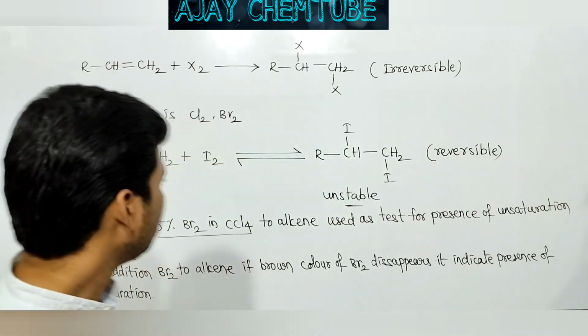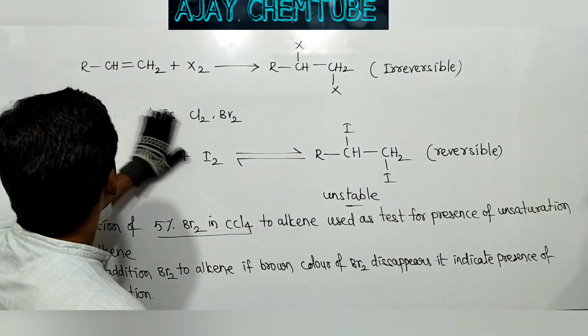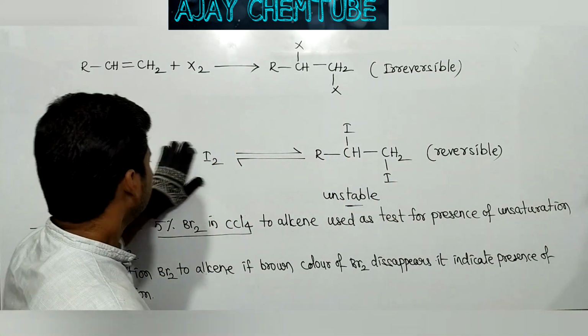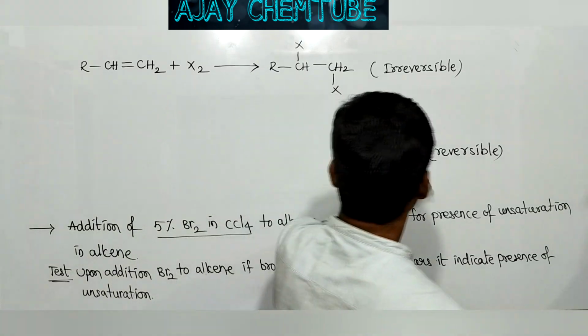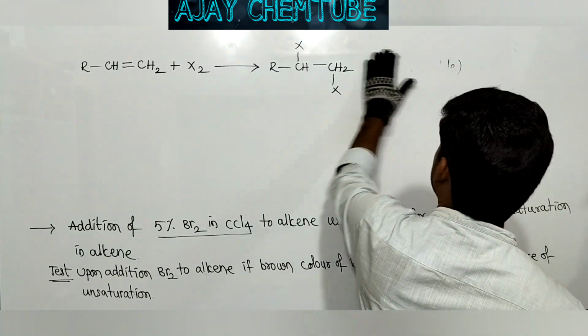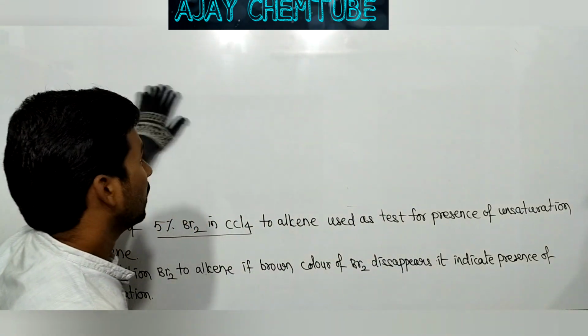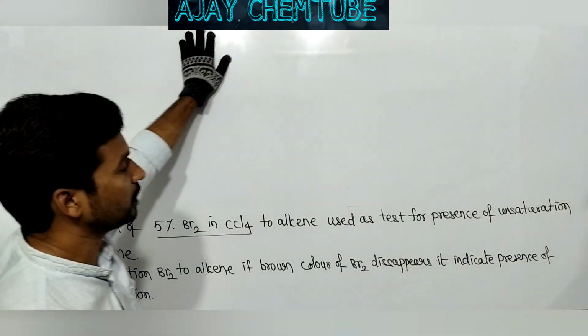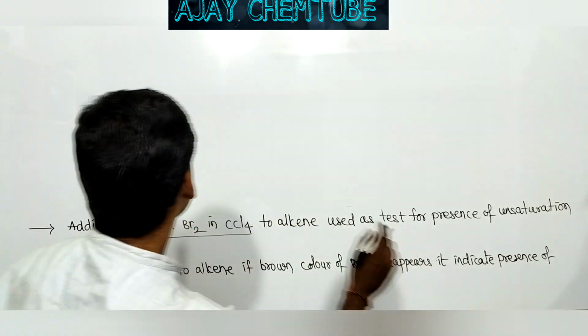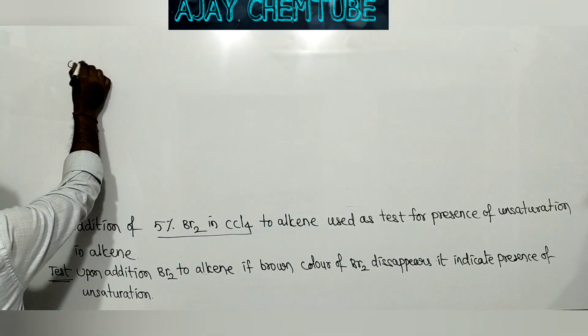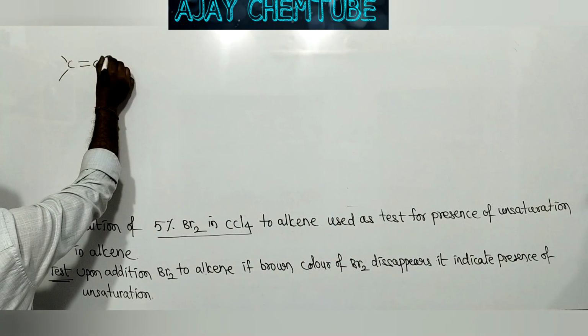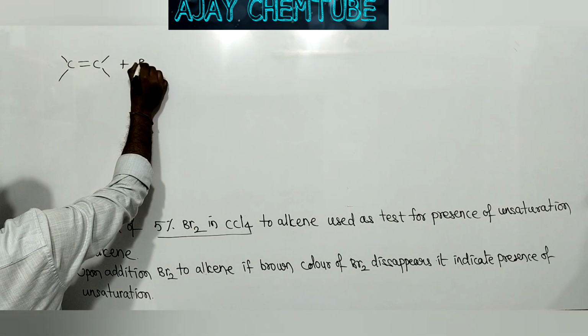Next thing, this reaction takes place in 2 steps. As we learned, electrophilic addition reaction takes place in 2 steps. Addition of bromine, addition of chlorine also takes place in 2 steps. So first, this is some alkene. Okay, next, addition of bromine.